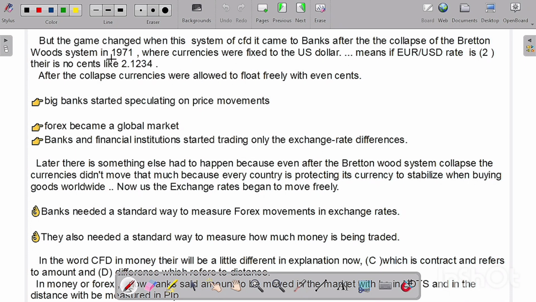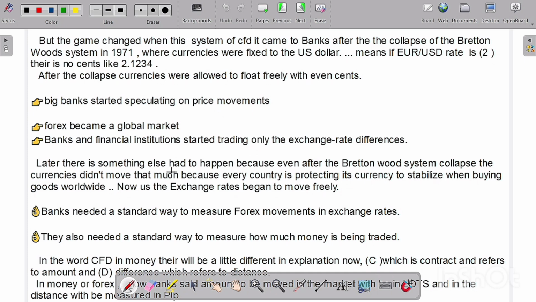So now banks needed a system to be able to track even these small movements, and we'll learn about that as we go on. Big banks started speculating on the price movements. Forex became a global market. Banks and financial institutions started trading only the exchange rate differences. You can see how it opened opportunities.